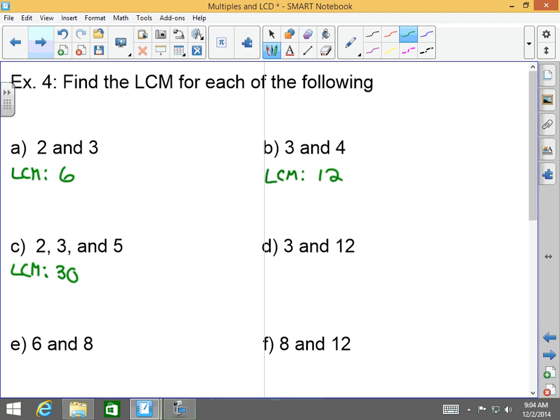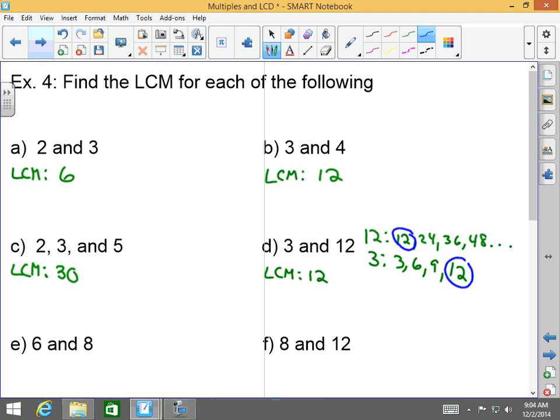What's the least common multiple of 3 and 12? It's not 36, it's 12. Think about it, guys. What are the multiples of 12? 12, 24, 36, 48, dot, dot, dot. What are the multiples of 3? 3, 6, 9, 12, stop. 12 and 12. The least common multiple is the smallest or first common multiple. Does that make sense, gentlemen? Okay.